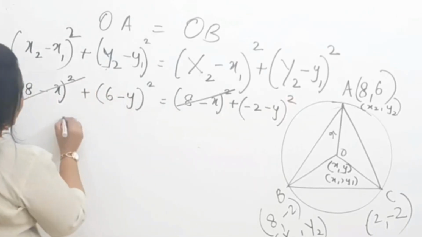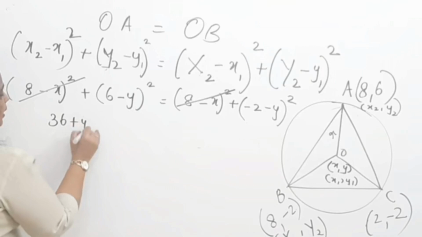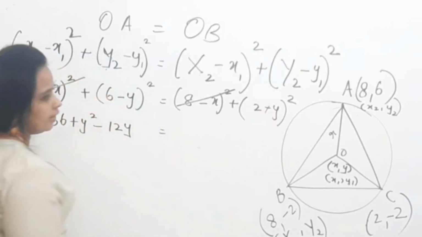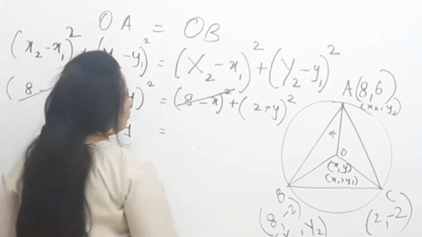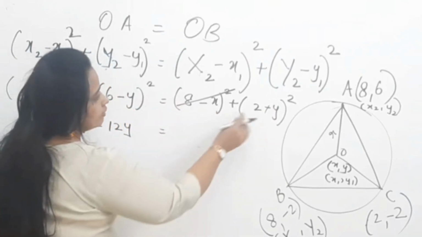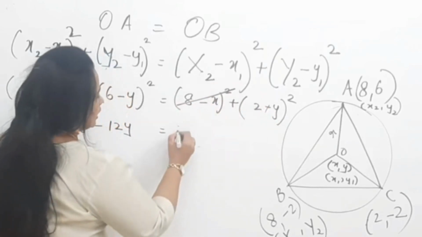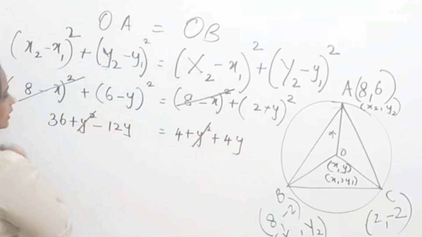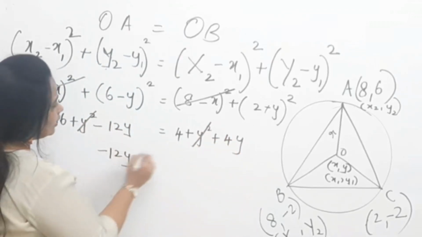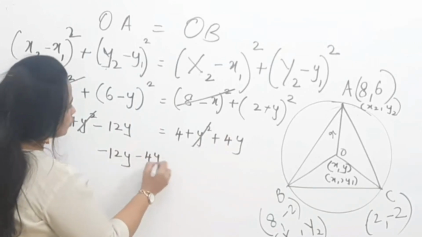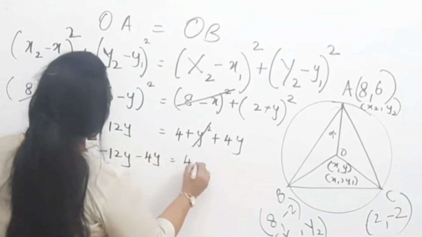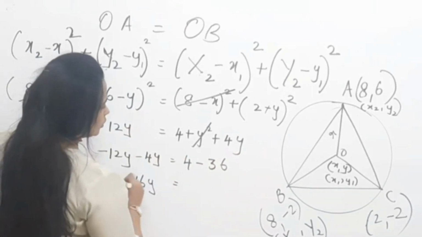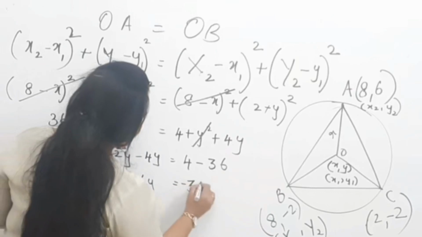So I'm going to expand using the identity: 36 plus y square minus 12y is equal to, minus is taken outside, so minus square will become plus and within the terms also become plus. That becomes 4 plus y square plus 4y. So y square gets cancelled, so minus 12y, this becomes this side, so minus 4y is equal to 4 minus 36. That becomes minus 16y is equal to 36 minus 4 is minus 32.